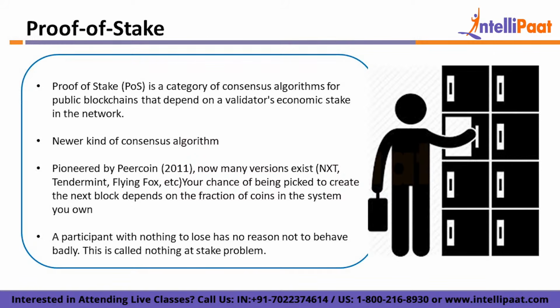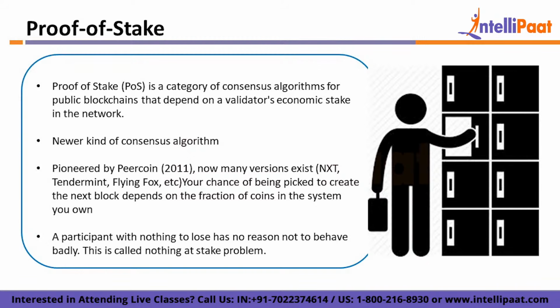A participant with nothing to lose has no reason not to behave badly. This is called the nothing at stake problem. That means it is really transparent which node has the required amount of stake. In this way, since none of the nodes is required to solve complex problems to get rewarded, they cannot cheat the system by misbehaving and trying to create false results or false solutions to the given problems. The validators or winners are clearly picked from the available stake, and in this way they help create the new blocks.